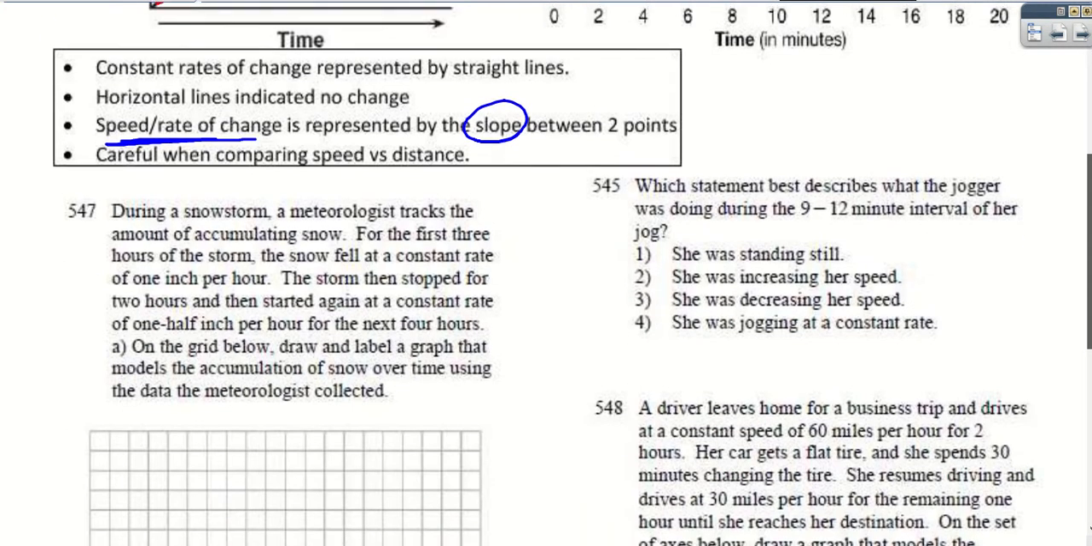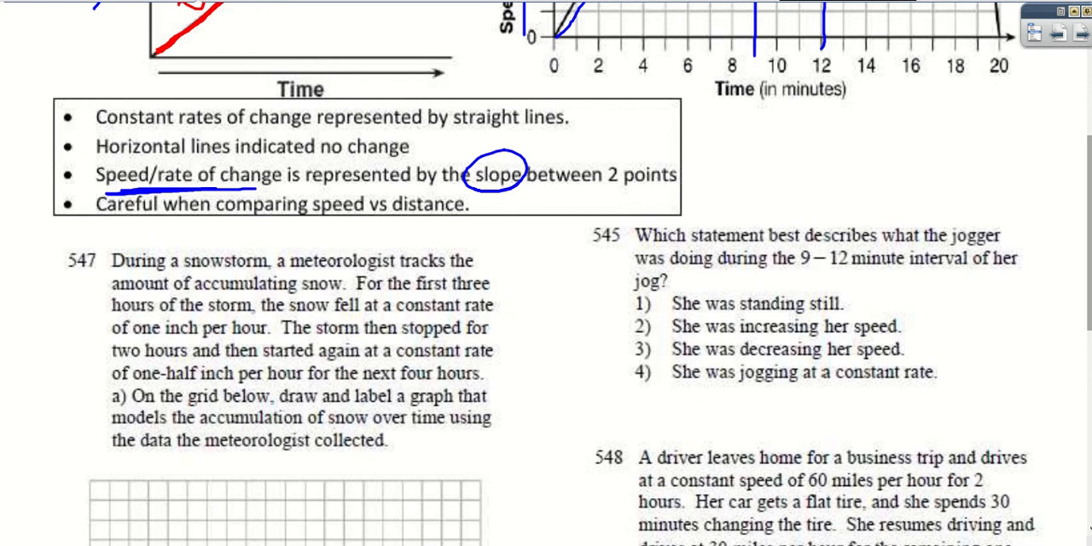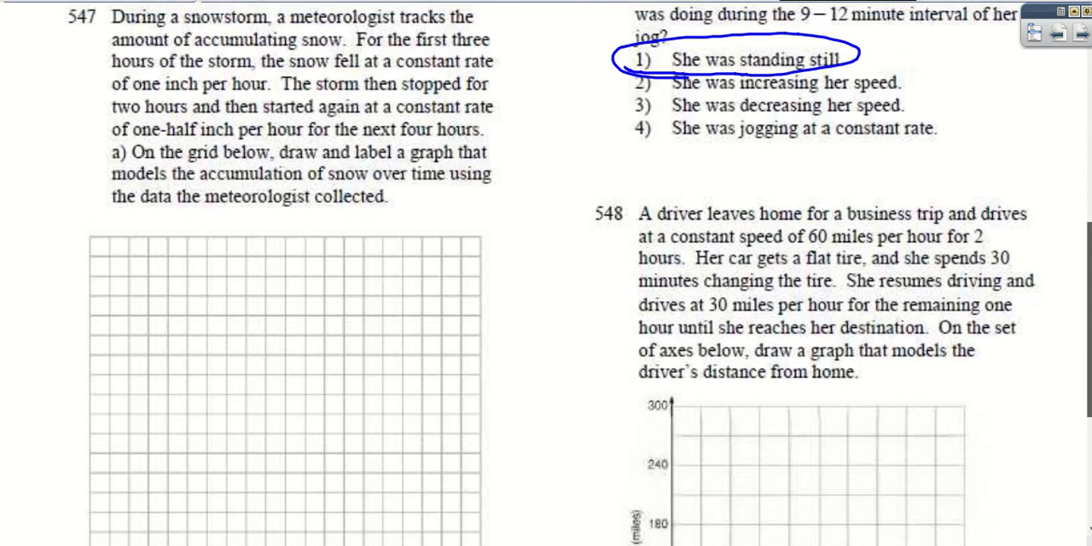All right, so for 545 actually relates back to this graph right here. Which statement best describes what the jogger was doing between the 9 to 12 interval? So 9 is here, 12 is here. You can see there's no speed, so that would indicate she was standing still. So that would be choice 1. All right, we'll come back to these two.